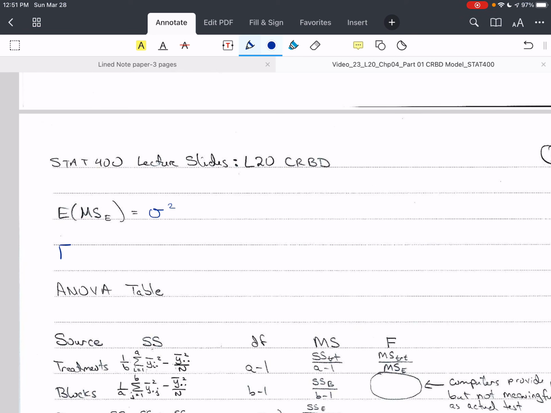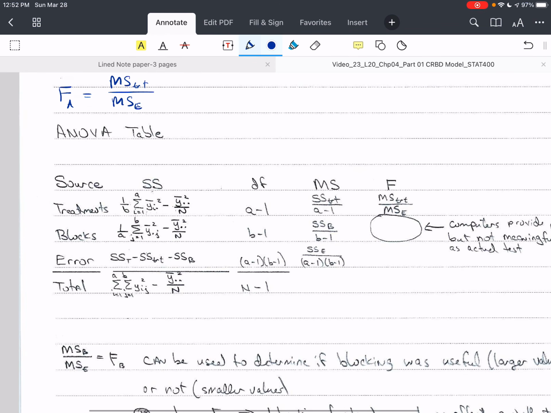And F of A is going to equal the MS of TRT, the treatment mean square, divided by the mean square error, just like we had before. So we're not dividing it by anything else. We're going to divide the mean square of what we want to measure by the mean square error in this model. Okay? And so now we have our ANOVA table.